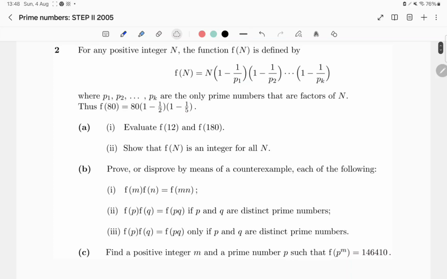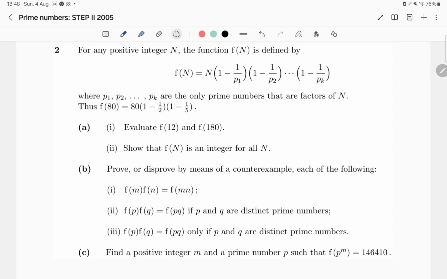Part A, Part 1. Evaluate f(12) and f(180). Part 2. Show that f(n) is an integer for all n. Part B. Prove or disprove by means of a counterexample each of the following. 1. f(m)f(n) is equal to f(mn).